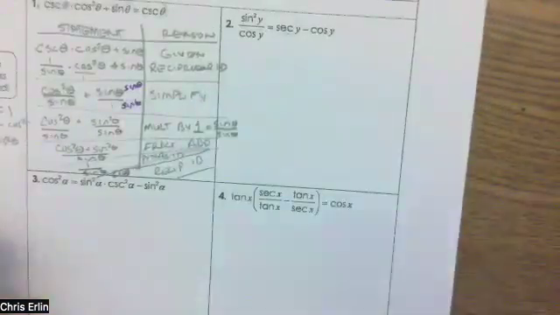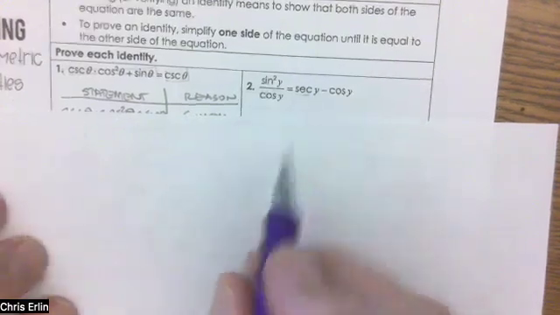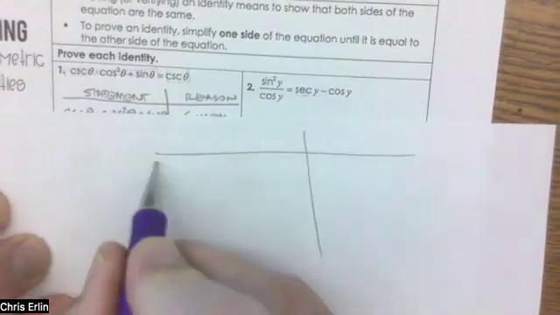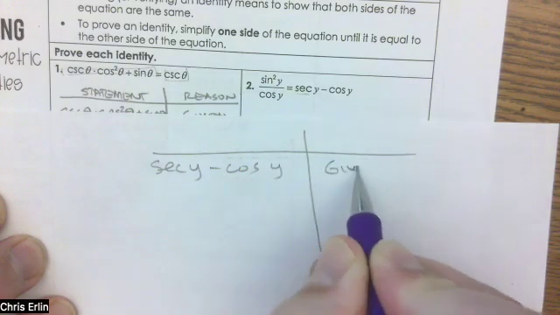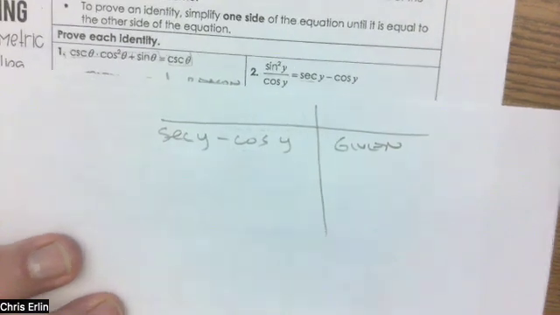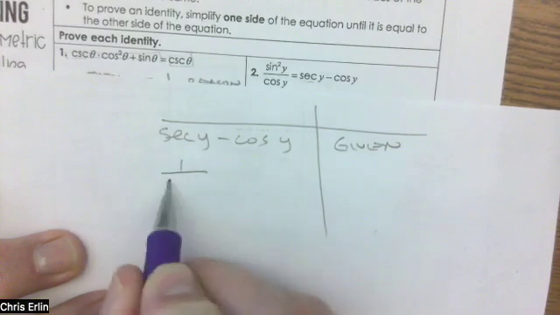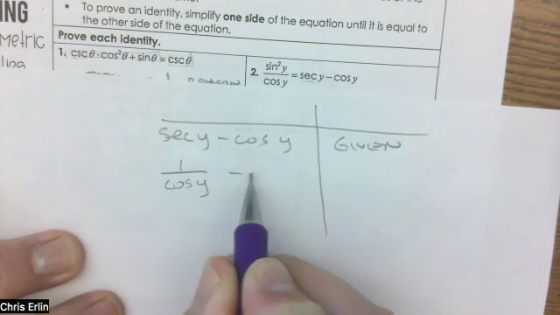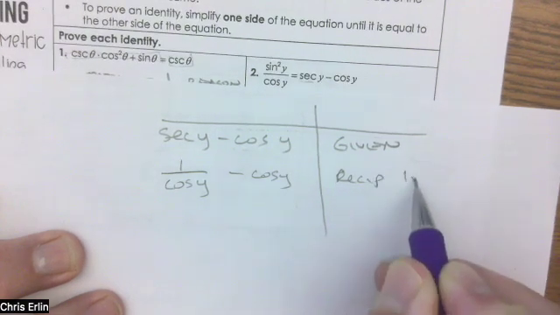Now, let's come back and try this one again. I said that there's 2 ways we could have done this. I chose to start with this side. What if we had started with secant minus cosine? What would be a good first step? I agree. Get them looking like they're both cosines and sines. That's the reciprocal identity.